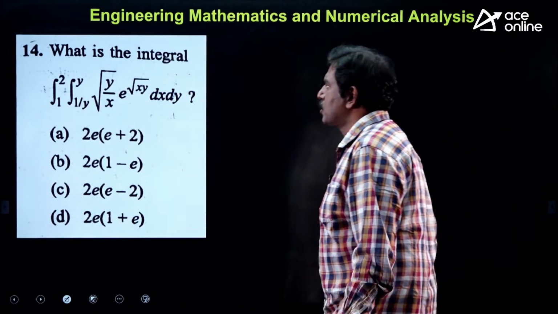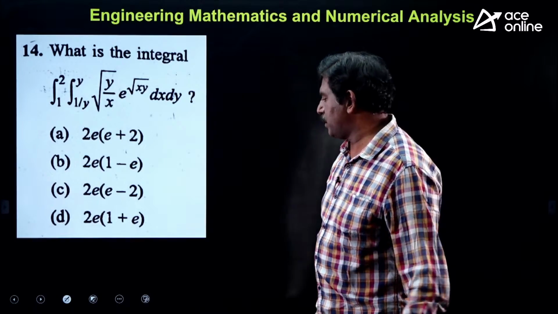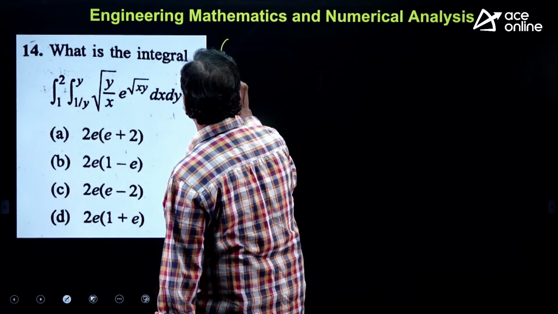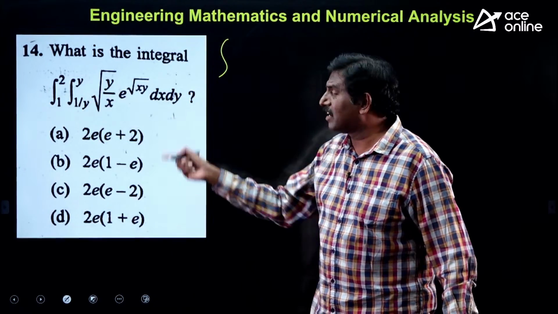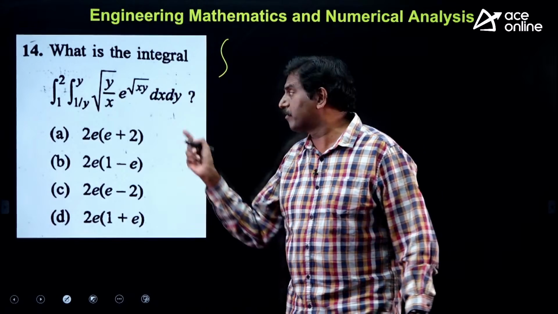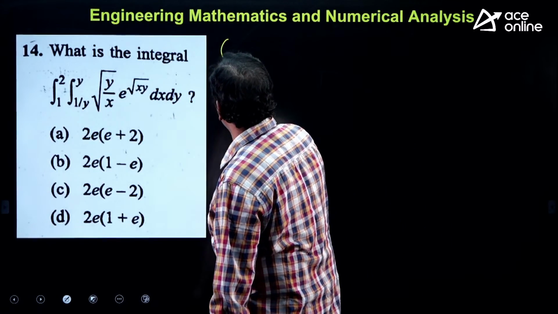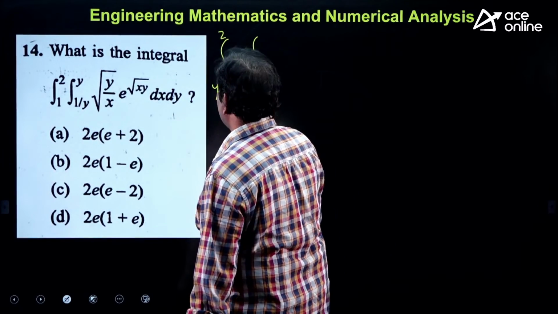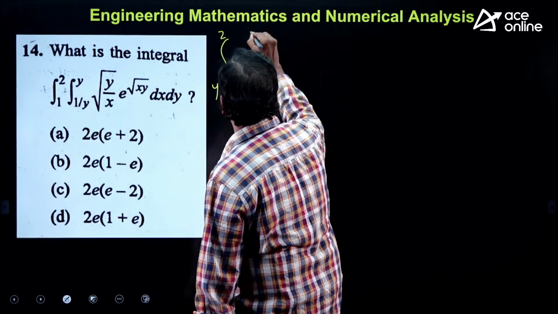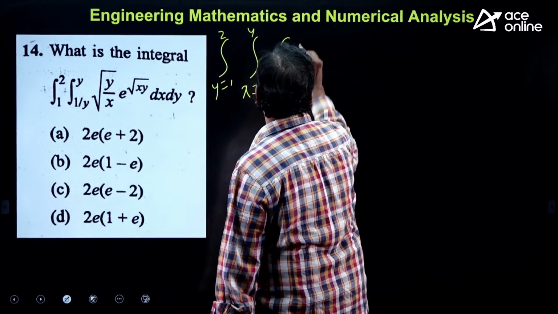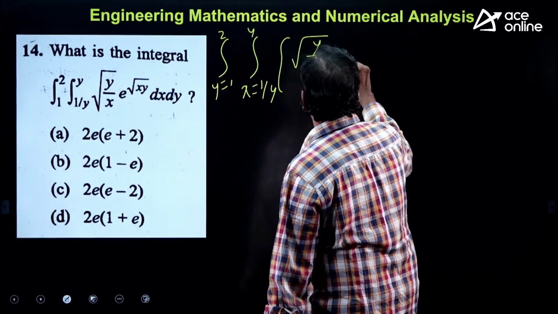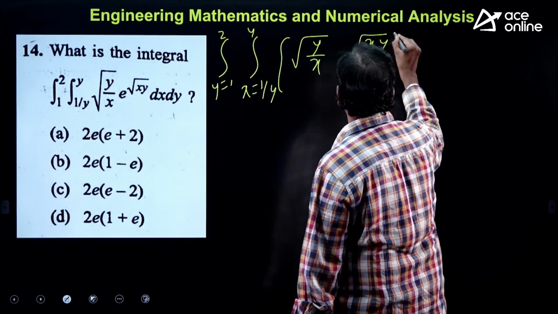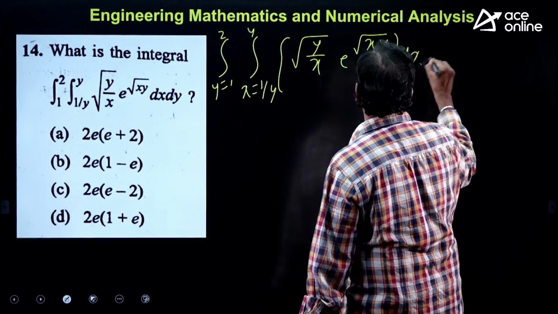Now coming to the next problem. What is the integral? This is a question on double integrals. See here, the actual question is the integral from 1 to 2. The limits are given in terms of y, so these are the limits of x: x equals 1 by y to y, root y by x, e to the power root xy, with respect to dx dy.